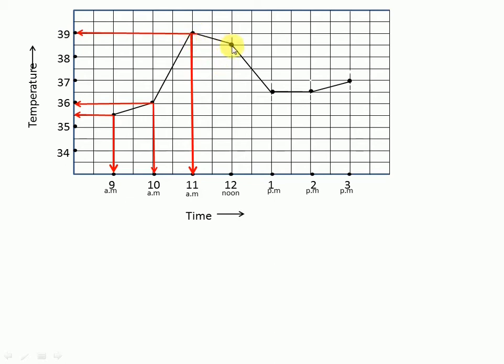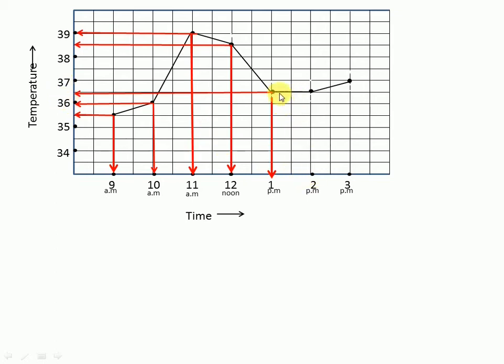Next, see here, this point, next recorded data is this one. It shows 12 noon and the temperature is in between 38 and 39, means 38 and a half. We can say it as 38.5. Next recorded data is, see here, this point. It shows time 1 PM and the temperature is in between 36 and 37, means 36.5.